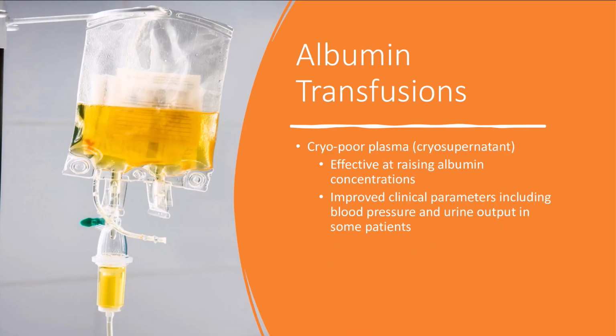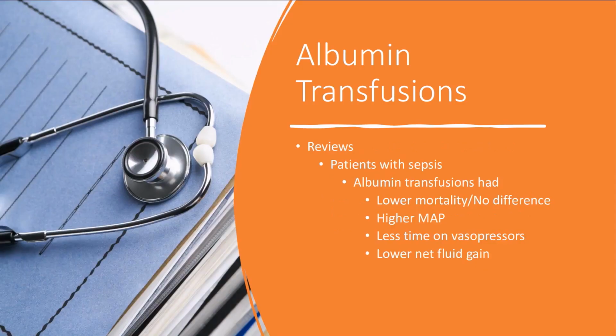Cryopoor plasma, or cryosupernatant, has been used in dogs to raise serum albumin concentrations, and it led to improved clinical parameters, including blood pressure and urine output in some patients. So we had a question: what if you didn't have a positive inotrope in your practice or a vasopressor, but you have got some cryosupernatant? Then maybe you could use this to help improve perfusion in your patient. You might get an improvement in blood pressure and urine output in some of your patients. It is quite expensive, and that's a big downside to it.